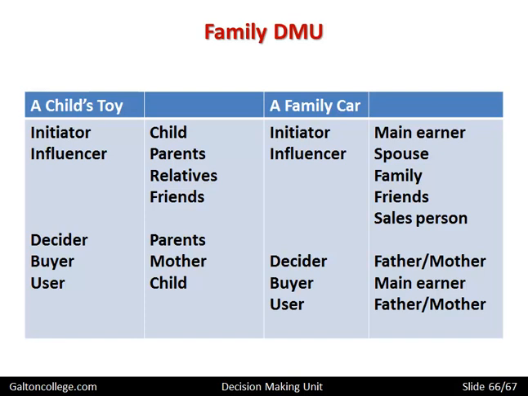So again, here we're looking at a decision that the family have to make about a family car. We have the initiator, the influencer, the decider, the buyer, the user. The same with the child's toy. So even though it's a very small purchase, we still have these components, these parts of the decision-making unit feeding in and influencing the decision. So it applies also, of course, in the context of business and in the context of families and individuals who make decisions.